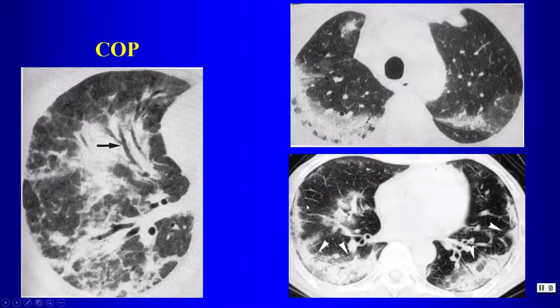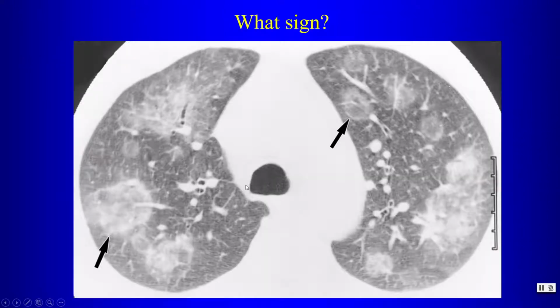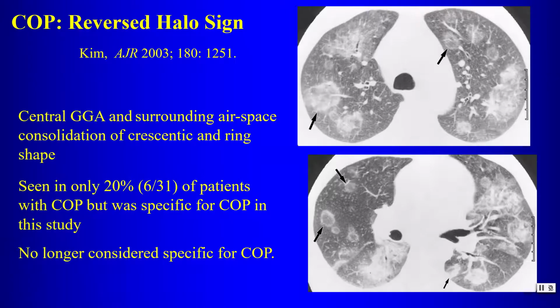So this distribution of peripheral consolidations here, and sometimes also parabronchiolar consolidations, that pattern is associated with cryptogenic organizing pneumonia. This other sign has also been described in the literature associated with cryptogenic organizing pneumonia. When you have these areas of opacity where they are denser towards the periphery and more ground glassy towards the central portion, this has been called the reverse halo sign, and this has also been associated with cryptogenic organizing pneumonia.